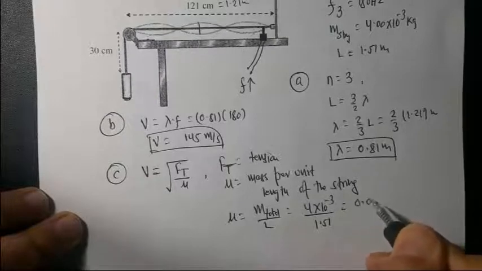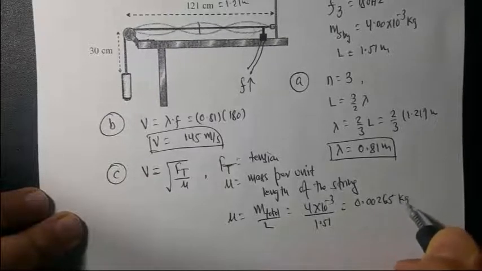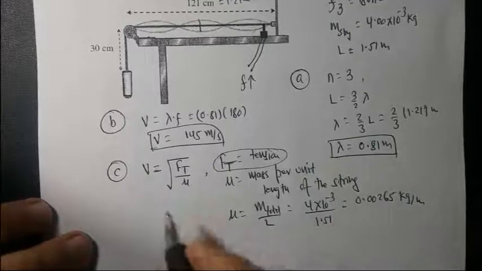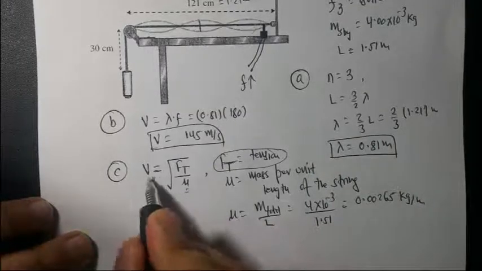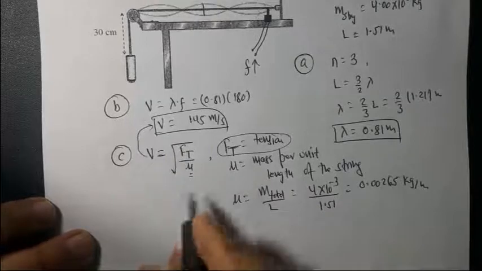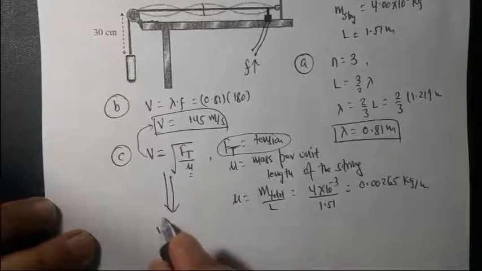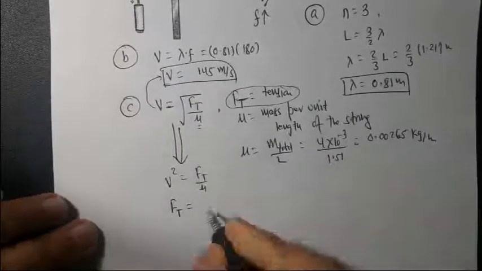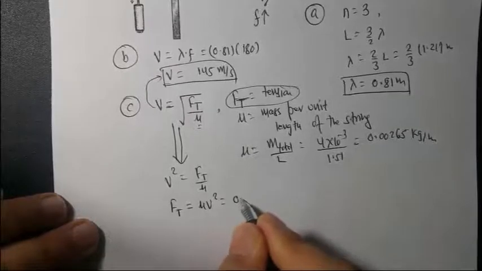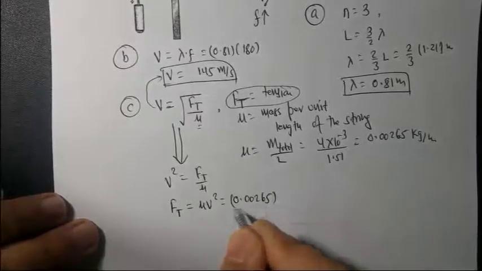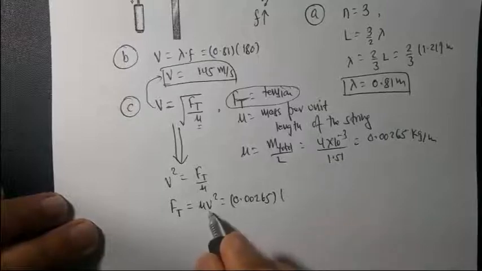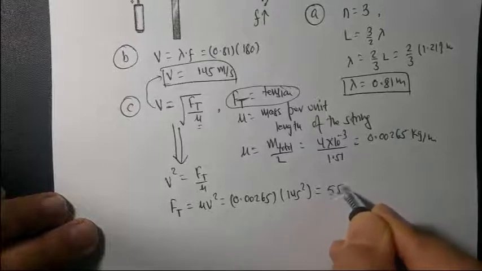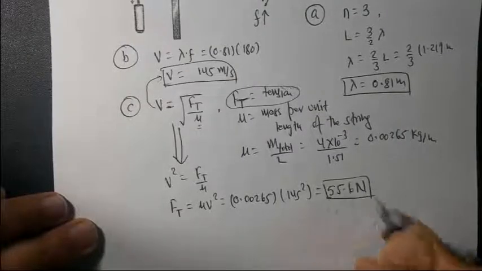So if you do that, you get 0.00265 kilogram per meter. Now you need the tension force, and you can solve for it from here. You already know the speed. So from this, v squared is Ft over mu. So the tension force is mu v squared. Mu is 0.00265, which is the mass per unit length, the linear mass density, times v, which is 145, squared. So that's the tension. If you do that, you get 55.6 newtons. Okay, so that's how you do it.